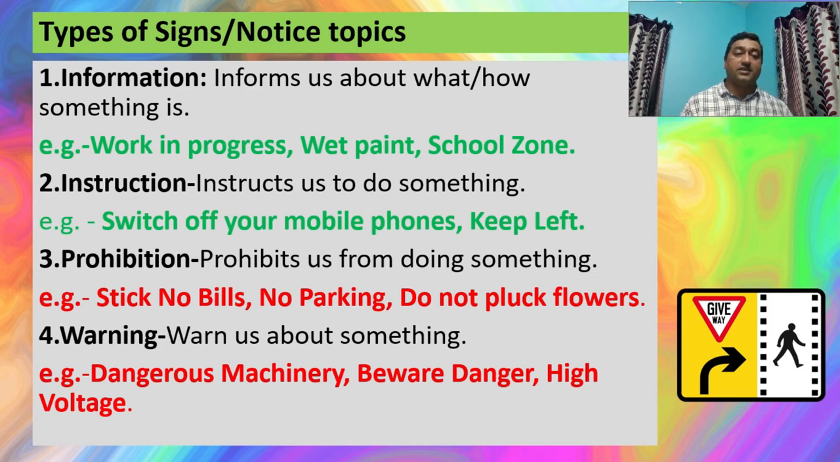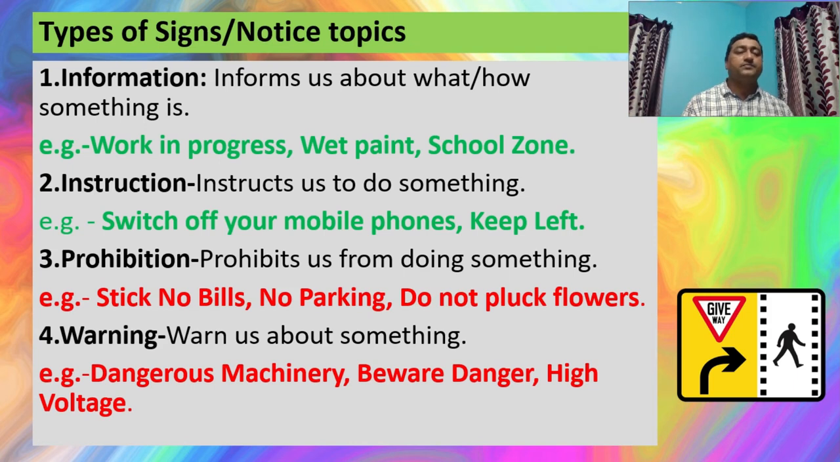For example, we have stick no bills, no parking, do not pluck flowers, right? Sometimes people pluck flowers in the garden. Do not pluck flowers. These are the examples, right? See, in all these cases, you see no, and not. Repetition. That is a prohibition word, right?